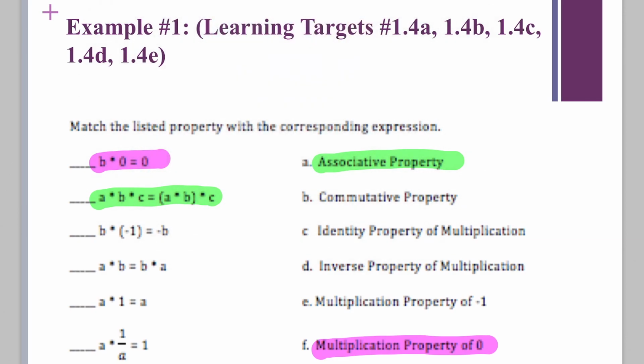Looking at the third equation, we have b times -1 equals the opposite of b, or negative b. Again, this describes what is being multiplied, and we know that we're having a multiplication by -1 resulting in the opposite, which describes the multiplication property of -1.